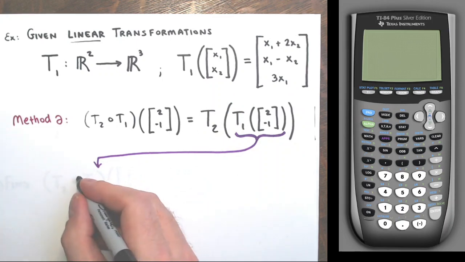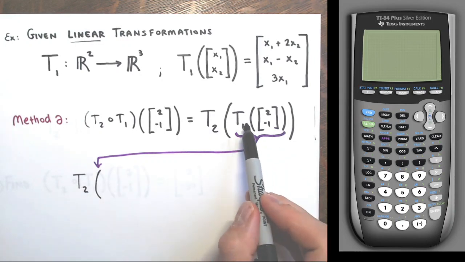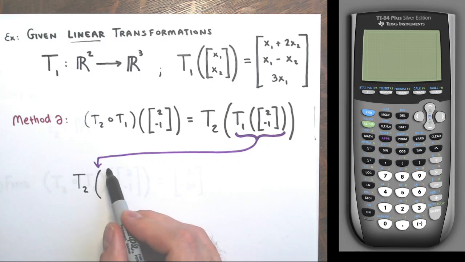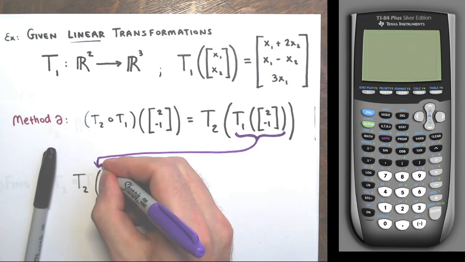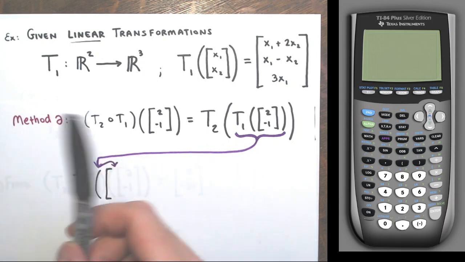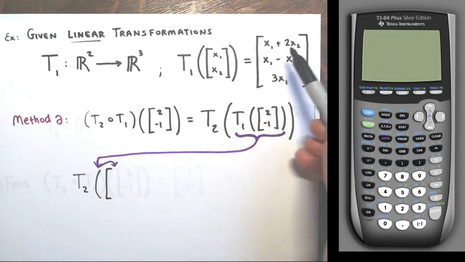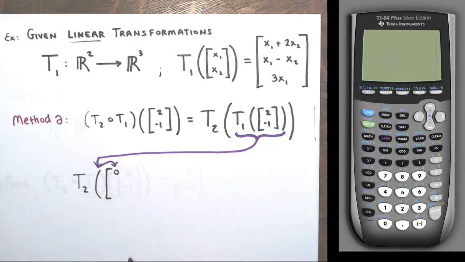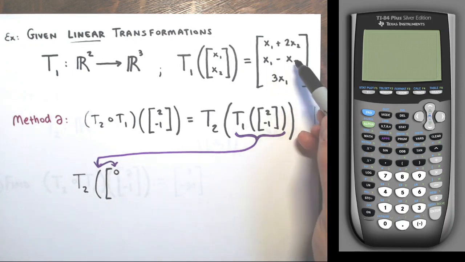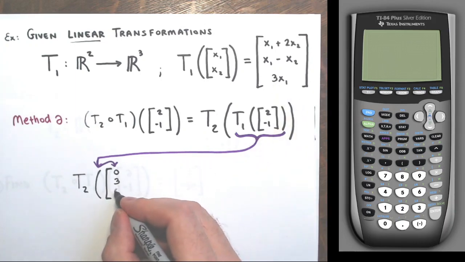So this results in T2, haven't done that yet, so I still write it, of, and then when I apply T1 to this vector, I'm getting a vector with 3 components. There you go. A vector with 3 components where you have 2 plus, again, x1 is 2, x2 is -1. So 2 plus 2 times -1, 2 plus -2, or 0 for the first component. Then 2 minus -1, 2 plus 1, that'd be 3 for the second component. And then 3 times 2, 6 for the third component.